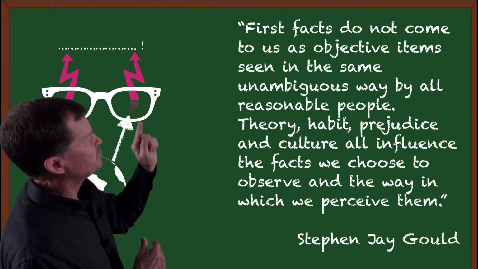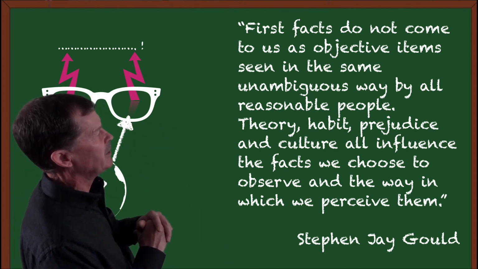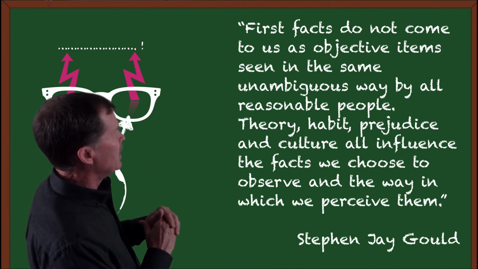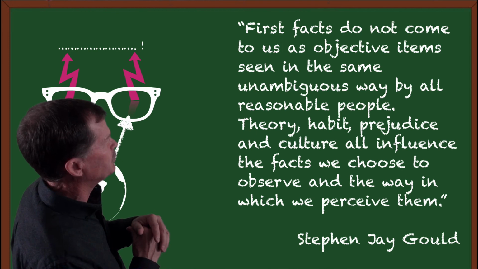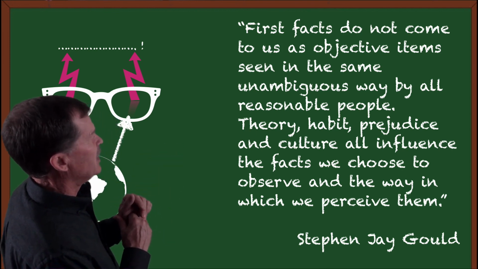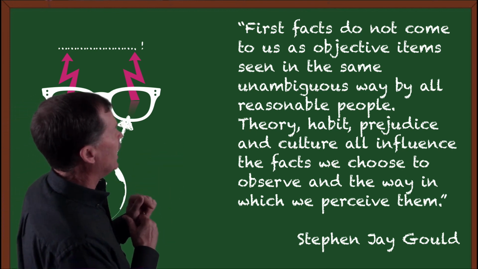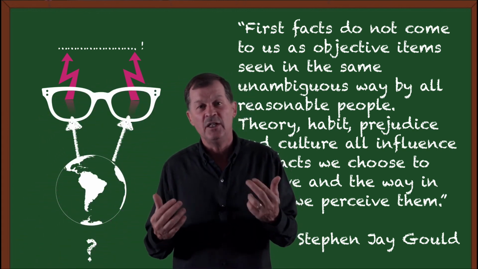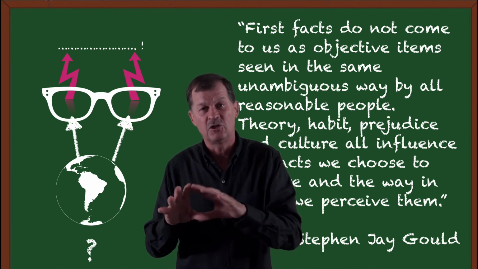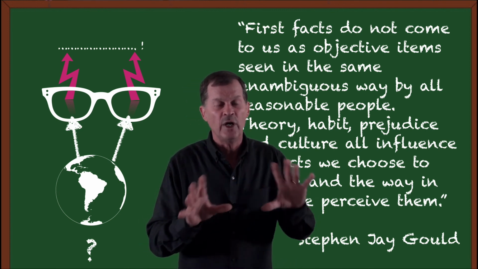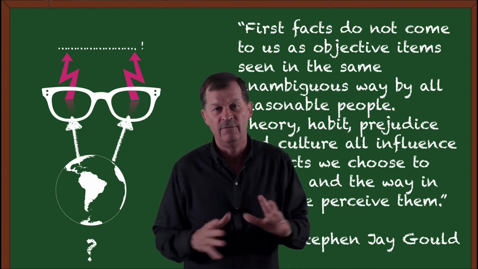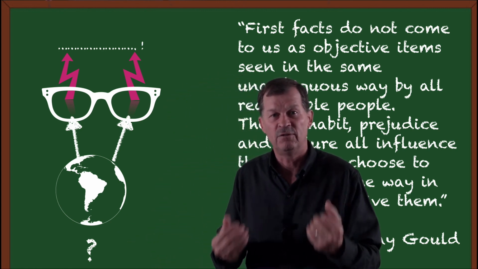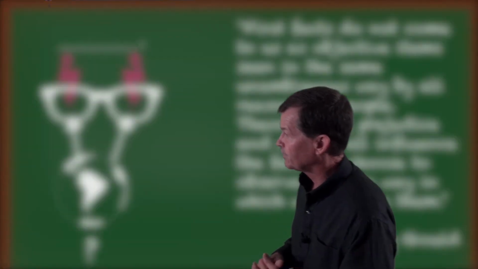So just going back to the lenses and Stephen Jay Gould's quote, what he had said, he says, first facts do not come to us as objective items seen in the same unambiguous way by all reasonable people. Theory, habit, prejudice, and culture all influence the facts we choose to observe and the way in which we perceive them. So those are two different scientific models, actually, of origins. Intelligent design, evolutionism, and creationism. They are not the same. They are very, very different in their origin and in their principles of how they interpret.